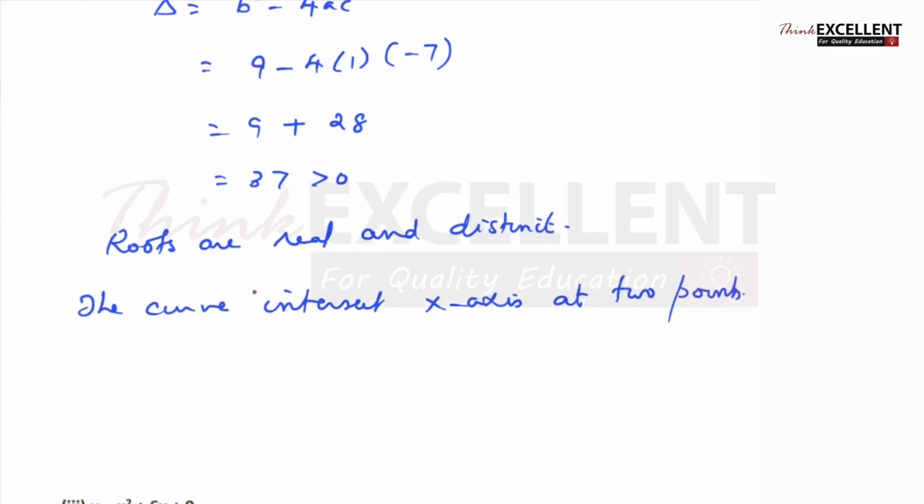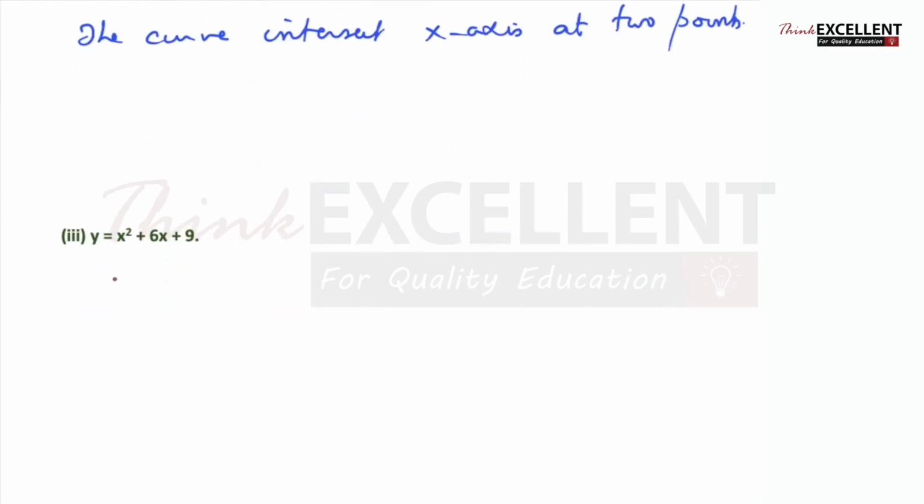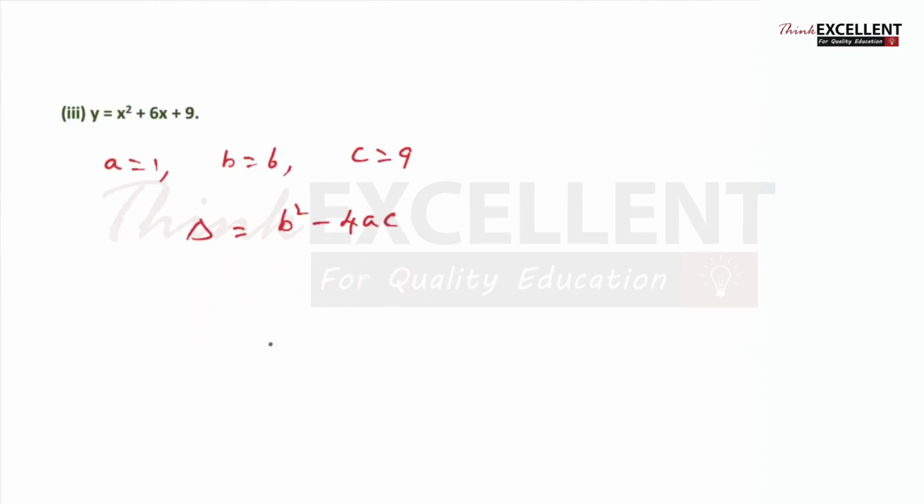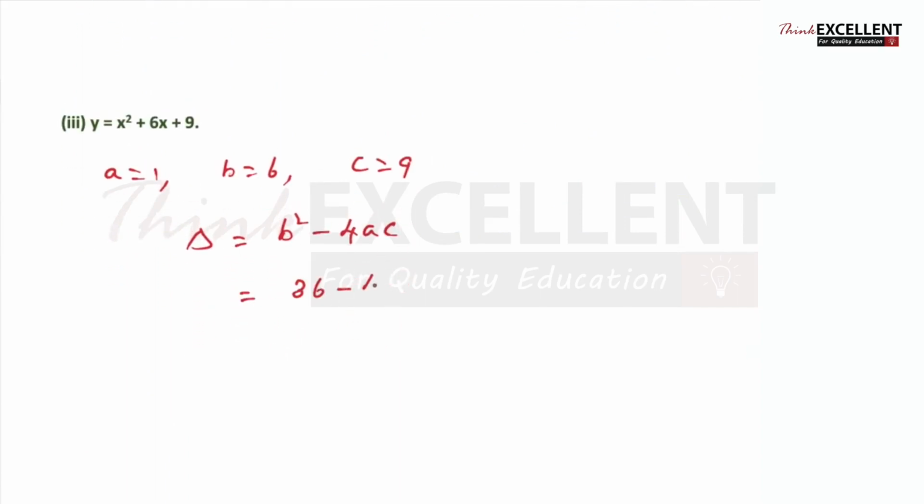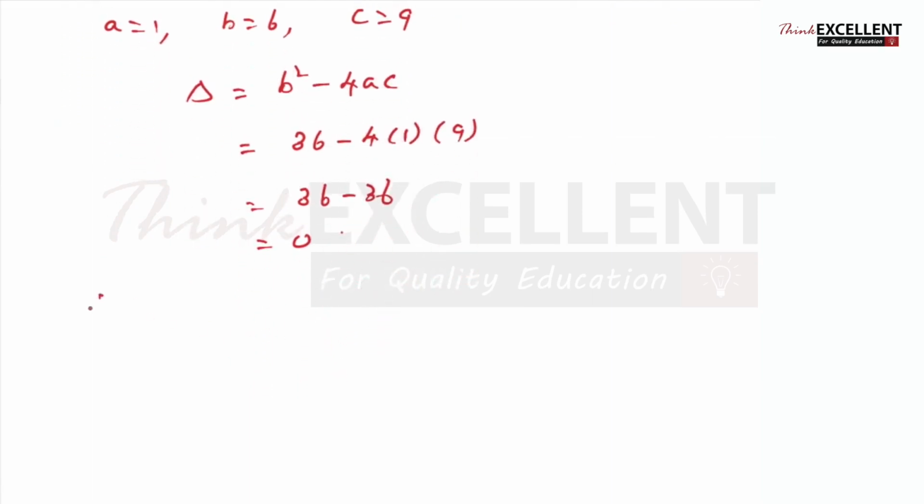Okay, now we move on to the last question of this type. It is in the correct form. So A value 1, B value 6, and C value 9. Delta equal to B square minus 4AC. B square is 6 square, 36, minus 4 into A value 1, C value 9. So 36 minus 36 equal to 0. So therefore here, first you can say the roots are real and equal, right? On roots, you must be thorough. Roots are real and equal.